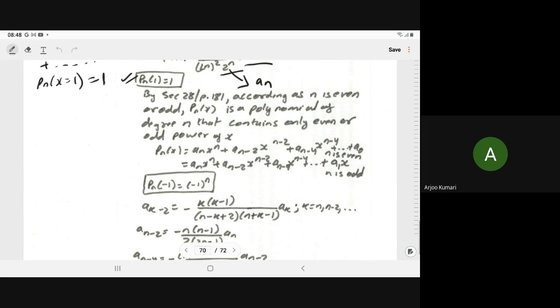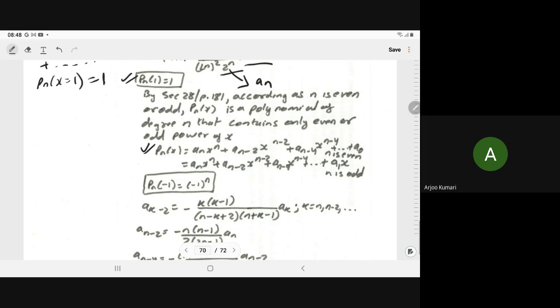So here, by section 28 on page 181, according as n is even or odd, Pn is the polynomial of degree n that contains only even or odd powers of x. That means they have either 1, x squared, x to the power 4, x to the power 6, and so on, or x, x cube, x to the power 5, x to the power 7, and so on. Odd powers and even powers of x.